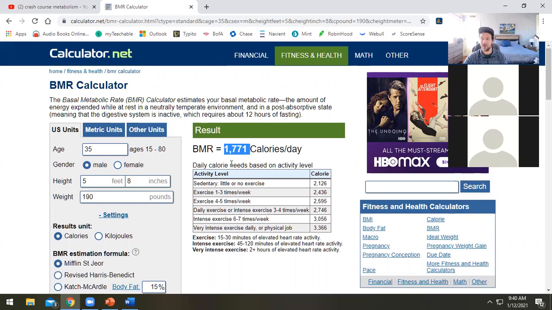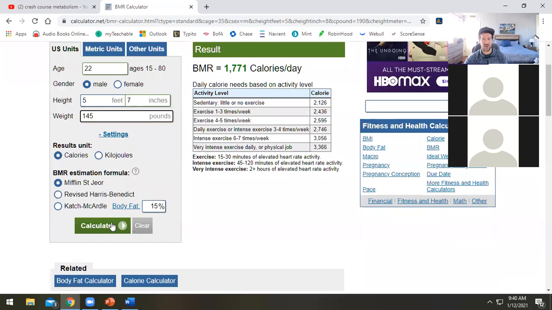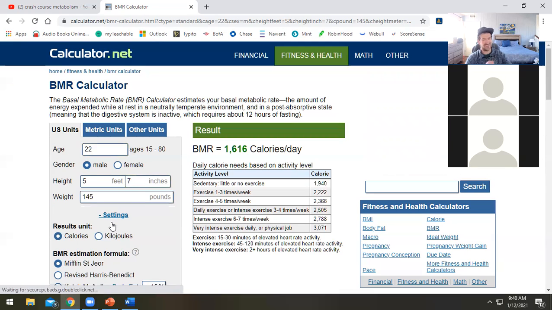Kenny, you want to calculate your numbers? Yeah, let's try it out. I'm saying 1650. How old are you? 22. How tall are you? 5'7". How much do you weigh? 145. And 1616. I was off by about 40 calories on both you guys. No, but that's pretty good.